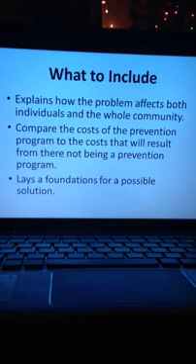It also doesn't give an exact solution, but instead lays a foundation for a possible solution, which can be addressed later on in the grant. When writing a needs assessment, it is important to limit the amount of data to include only what is necessary, so that there is not an excessive amount of extra statistics that do not really contribute to the understanding of the need or problem.